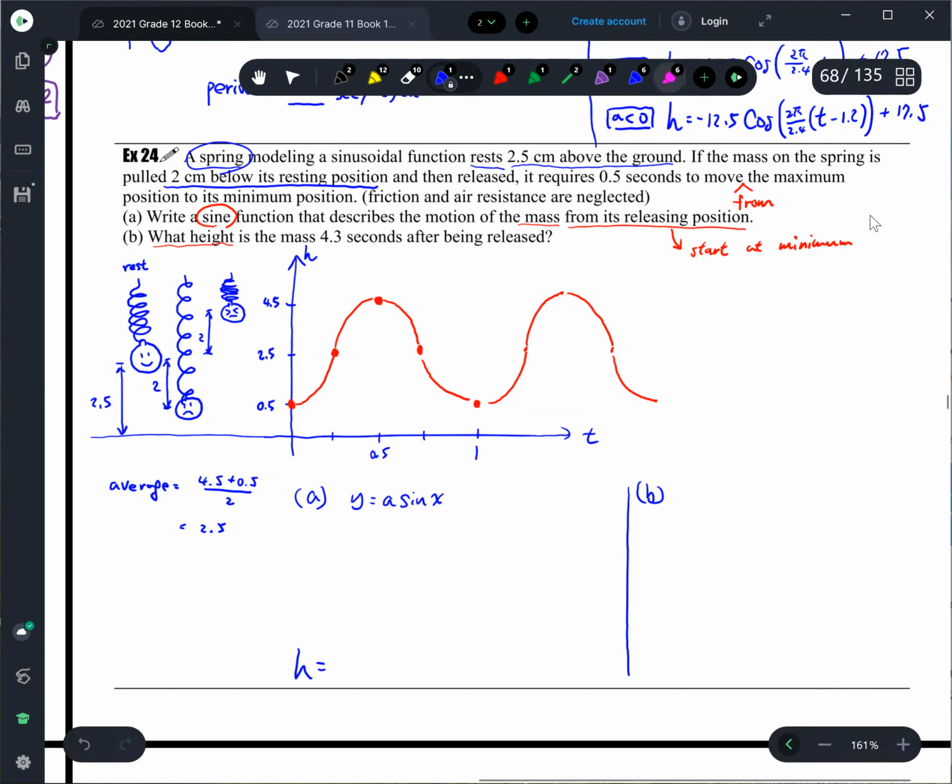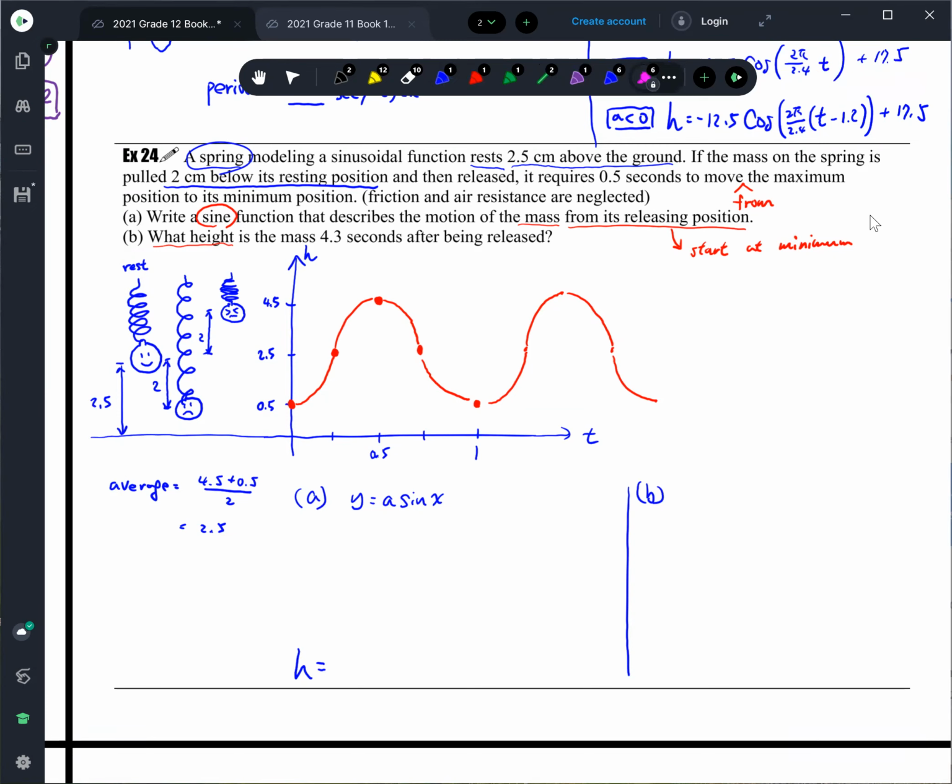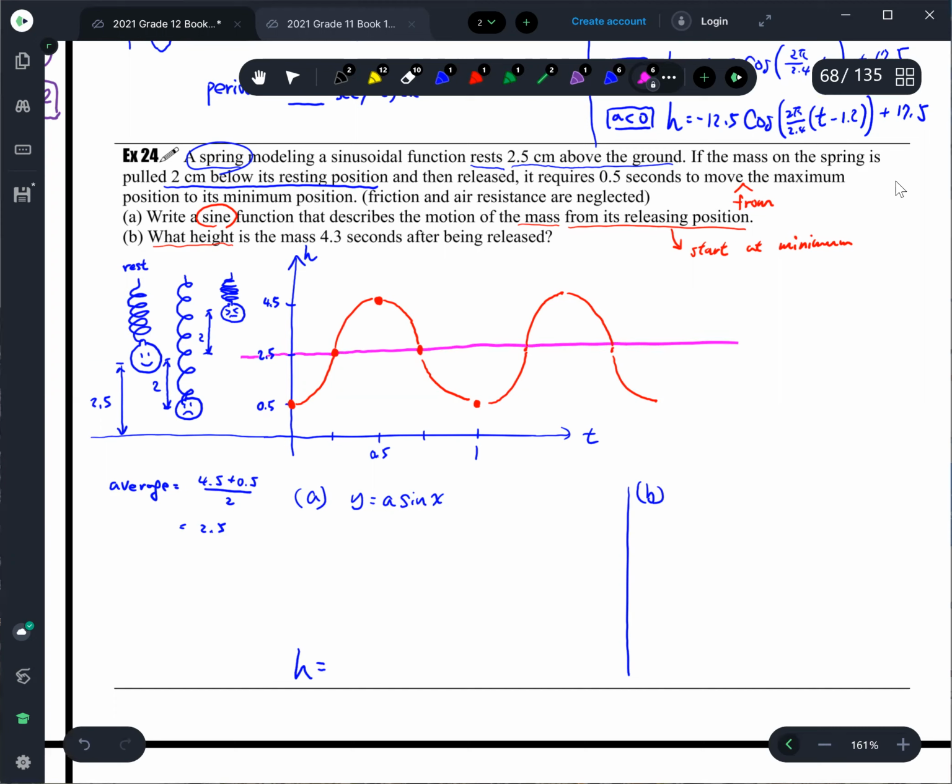Okay, I will draw the midline. Oh, okay. Jenny asked, what is a sinusoidal function? Sinusoidal is just referring to either a sine function or a cosine function. Okay, it's a wave function. Right, so the midline should go through 2.5, right? Okay, if you're done, please raise your hand.